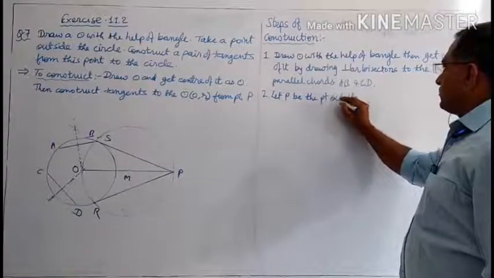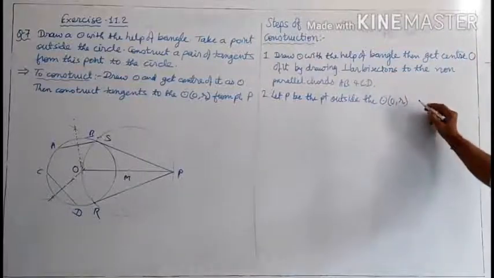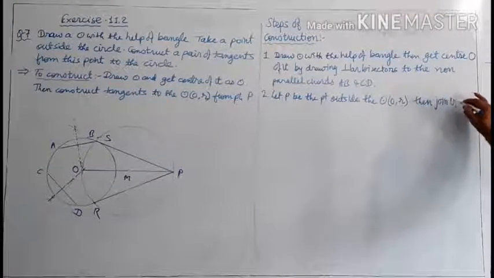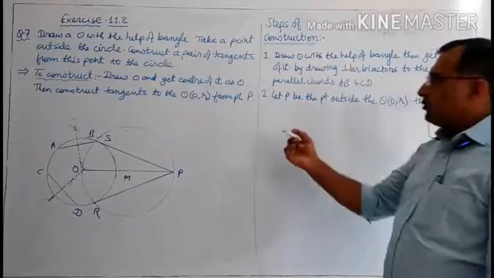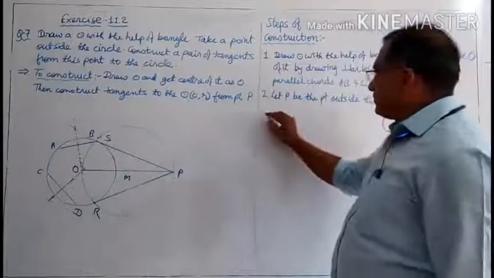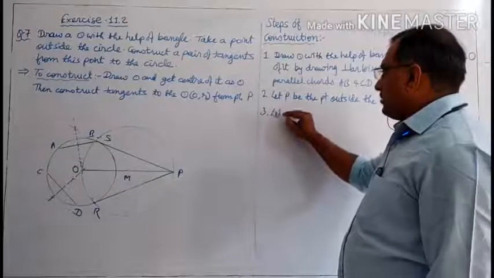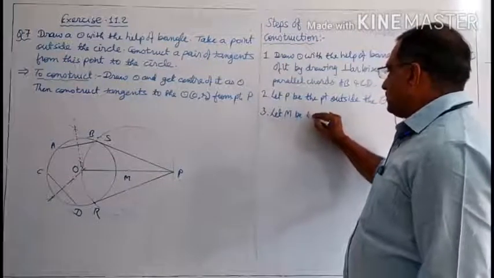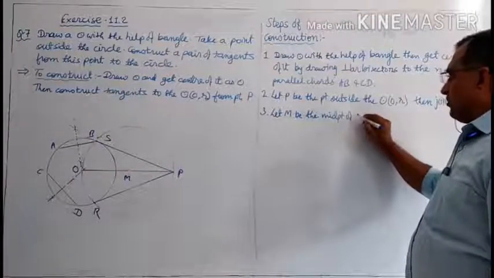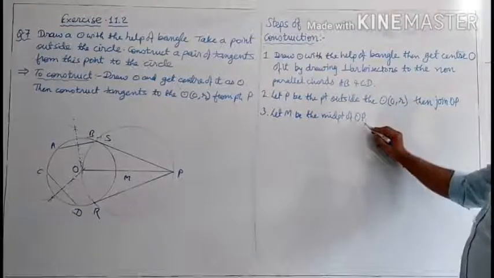Now, let P be the point outside the circle with center O and the radius R. Then join OP. Now we have to draw the tangents to the circle from point P. For this, we have to get the midpoint. Let M be the midpoint of OP.